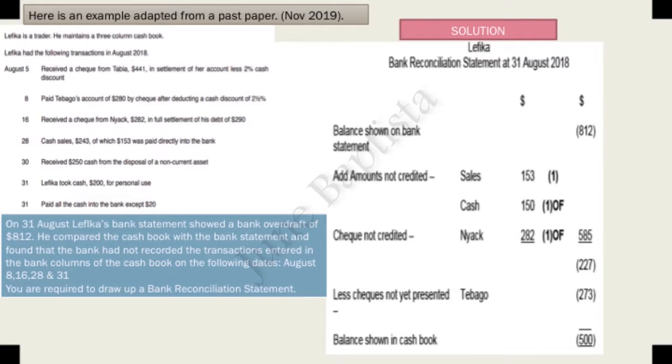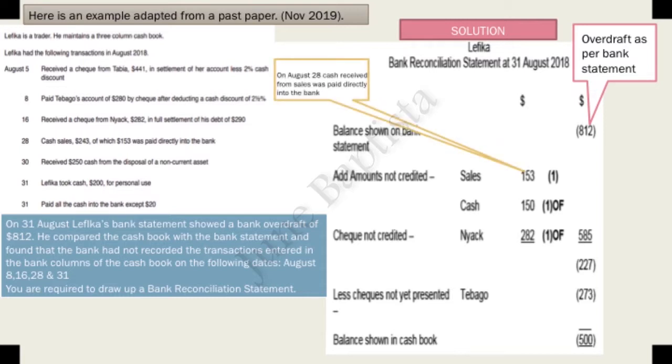Now, even though you have the balance as per cash book, having drawn up your 3-column cash book, we will start the bank reconciliation statement with an overdraft of $812 because this is the information that you have been given in the question. So balance at bank, as per bank statement, $812 overdraft. We will now add amounts not credited.